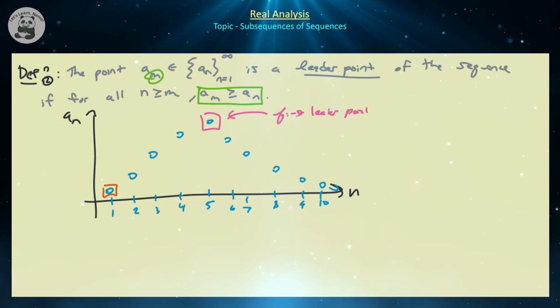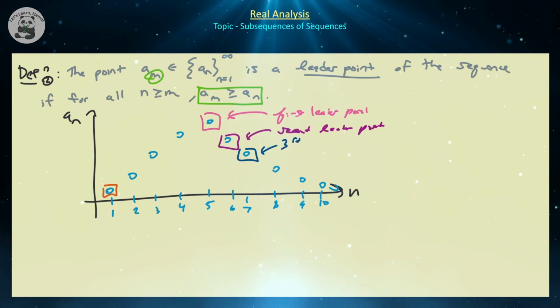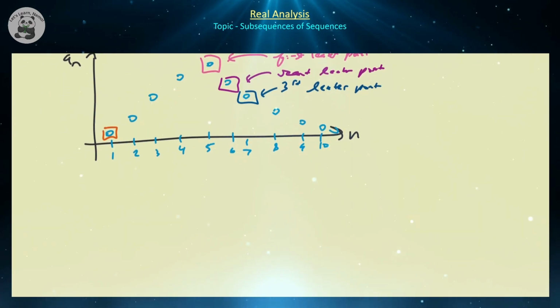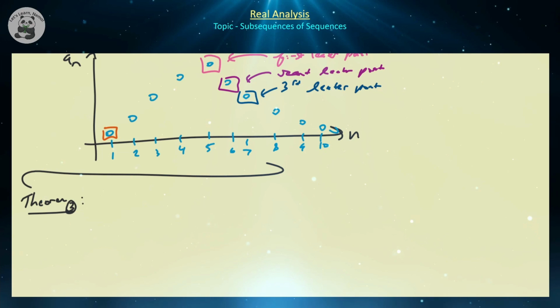And then this next point is also a leader point. It's the second leader point, because it's greater than or equal to all values that follow after it. And this next value will be the third leader point. So the third leader point, and if it stays decreasing, then all points after that will also be leader points as well. Right? So with this idea, the next theorem actually makes a lot of sense, and it's not too hard to prove.